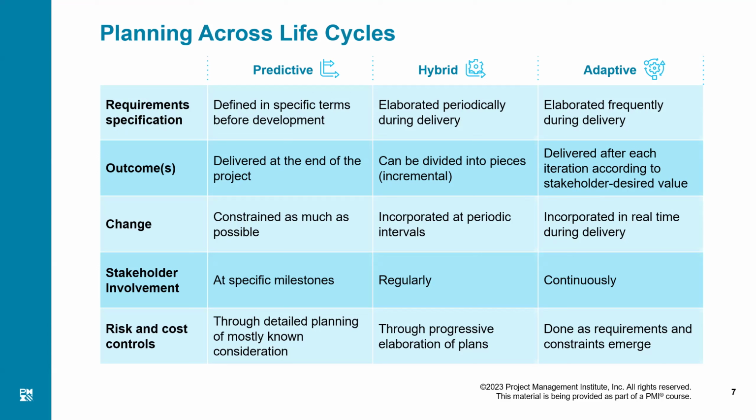We can freeze something as far as part of the overall requirements. Change is very restrictive, very constrained in a predictive project, and change is completely open in an adaptive project. And again, hybrid could be somewhere in between. Stakeholder involvement is only partial. We can engage or involve stakeholders only at certain milestones where we have to show them what we are doing and things like that. But that is not really very regular.